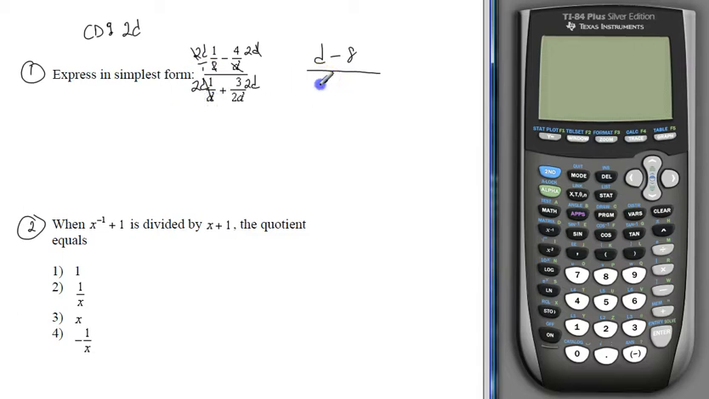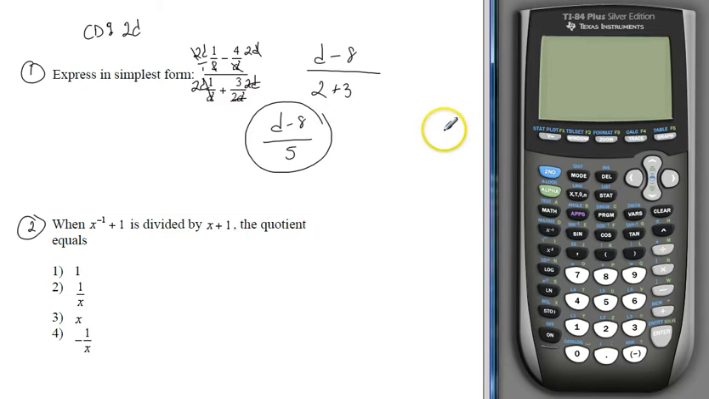Cross out the D's. I get a 2. Both 2D cross out. So I get plus 3. And you don't leave your answer like that. I've seen people leave it like that, and that's silly. So D minus 8 over 2 plus 3 is 5. And that is your answer.